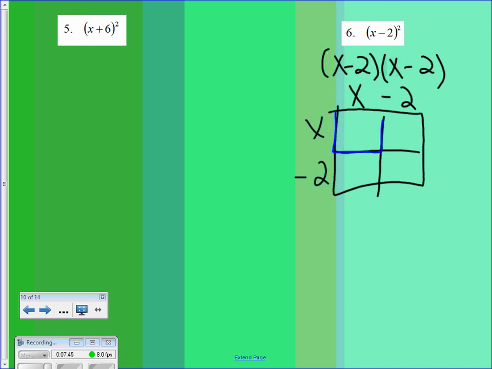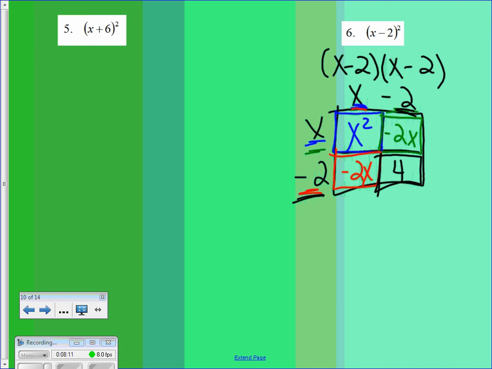So for this box right here, x times x is x squared. For this box here, -2 times x is -2x. For this box here, x times -2 is -2x. And lastly, for this box here, -2 times -2 is a +4.